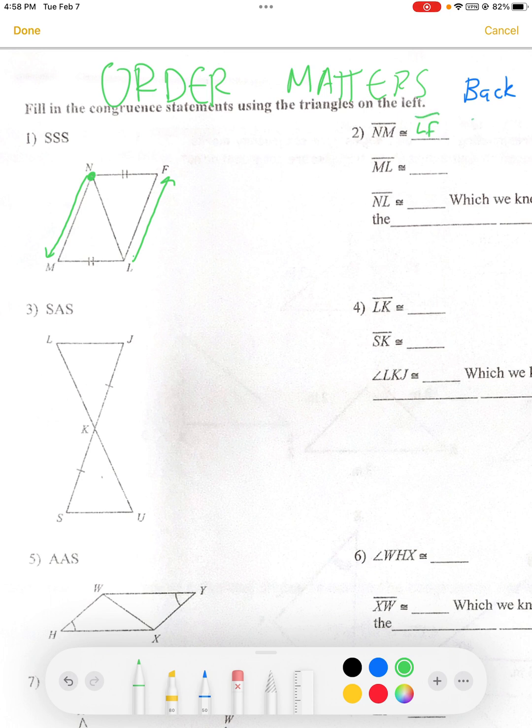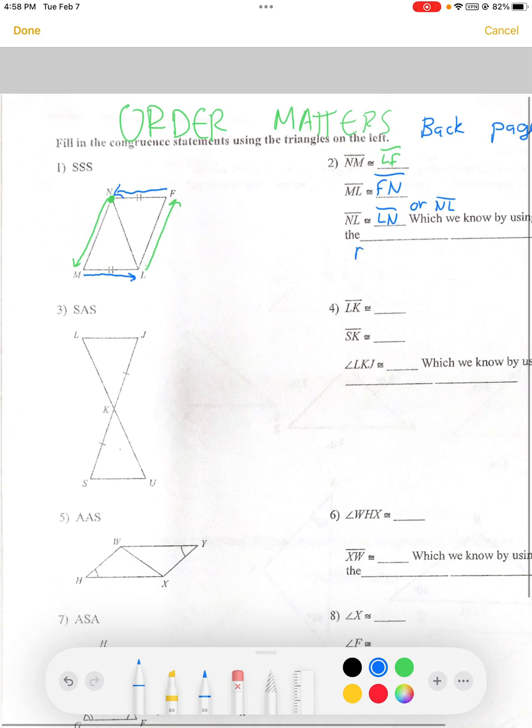If you put FL on an assessment, I would mark it incorrect. You have to have the same order. Similarly, ML, we're starting from the point that's further away from the side over to the other one, is congruent to FN. We have to keep the same order. It matters. It's got to be consistent. It has to match. And NL is, of course, congruent to LN or NL. Either would be fine. Which we know by using the reflexive property.